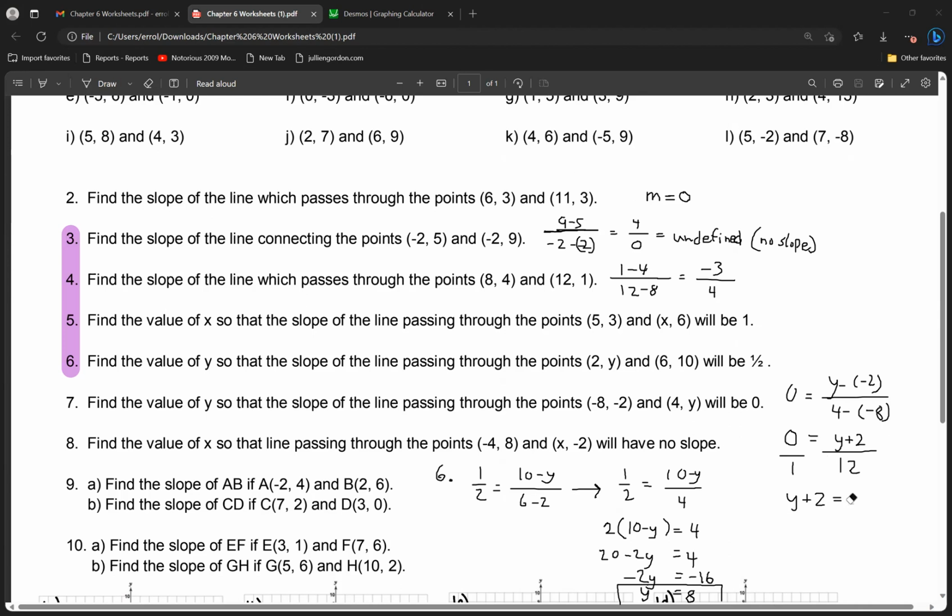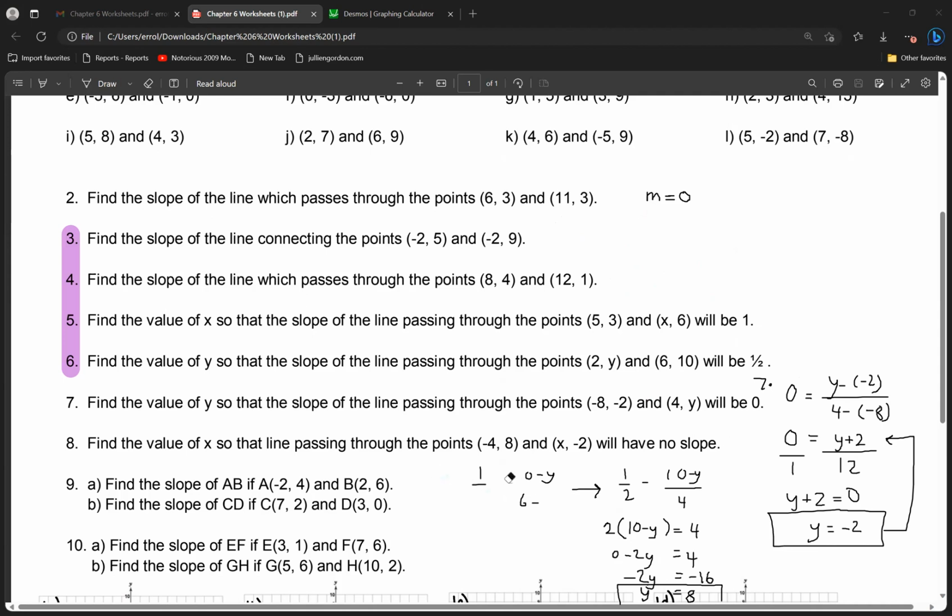Wait a second. No, I made a mistake. Y plus 2 equals 0, right? So what is y? Y equals negative 2. If we plug the negative 2 in right here, we'll get the top equal to 0, which is what we want. Okay, so y equals negative 2 on number 7. This is number 7 right here. Make sense? All right, I'm gonna erase this other stuff here. You got the earlier questions we did, right? All right, so that's 7.